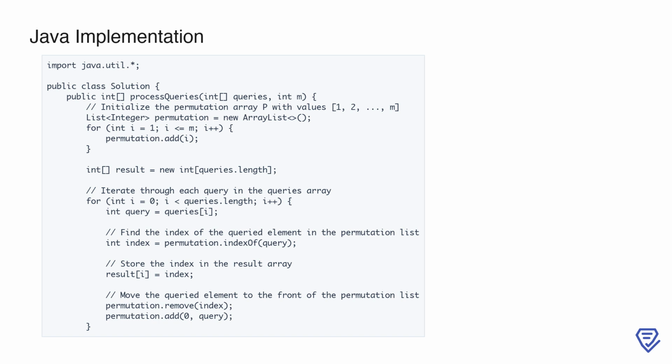Now, we iterate through each element in the queries array. For each query, we find the index of the queried element in the permutation list using the indexOf method. This index tells us where the queried number currently resides in the permutation. Once we have the index, we store it in the result array at the position corresponding to the current query. After recording the index, we remove the queried element from its current position in the permutation list and add it to the front, ensuring that it moves to the start of the list as required by the problem's constraints.